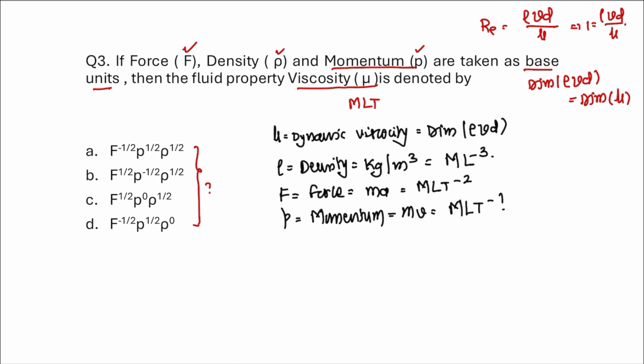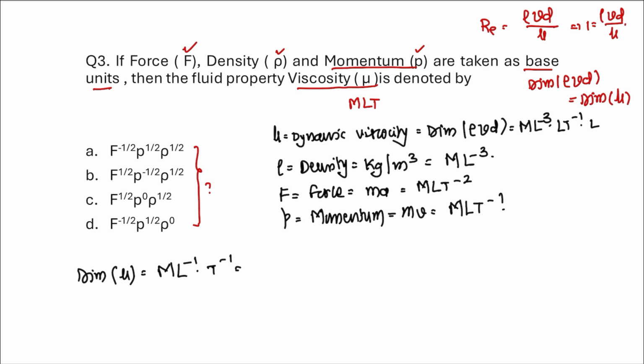Now, mu is nothing but, what is rho? M into L to the power of minus 3. V is velocity, L into t to the power of minus 1. D is diameter, diameter is L. That means dimensions of mu is equal to m into L to the power of minus 3 into L into L to the power of minus 1 is L to the power of minus 1 into t to the power of minus 1.